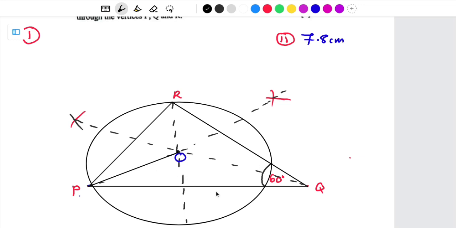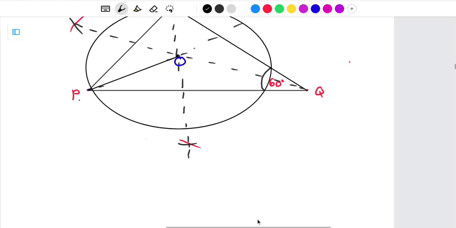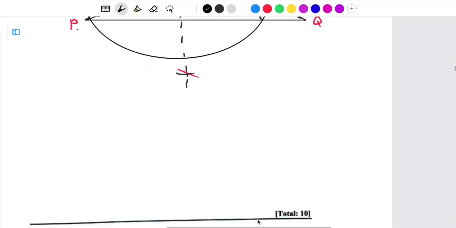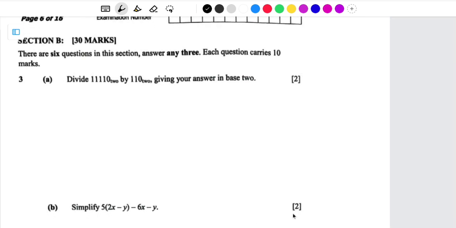So this is how you're supposed to construct this one, but it's not accurate like I said, but this is what you're supposed to do. Just make sure that you do the correct thing in terms of the measurements. Alright, then for section B, there are 6 questions in this section. Answer any 3. Each question carries 10 marks. So I'm going to answer the ones that you know how to answer.